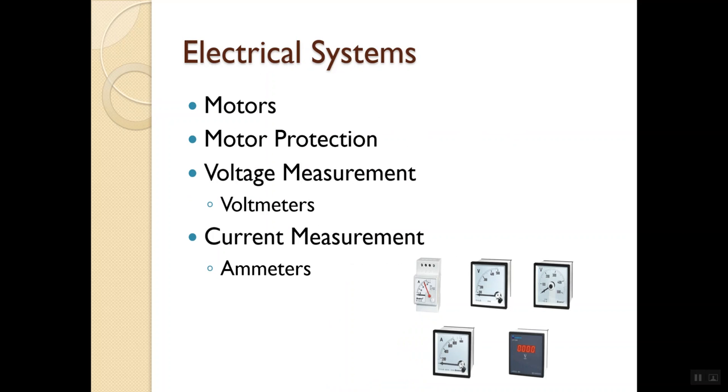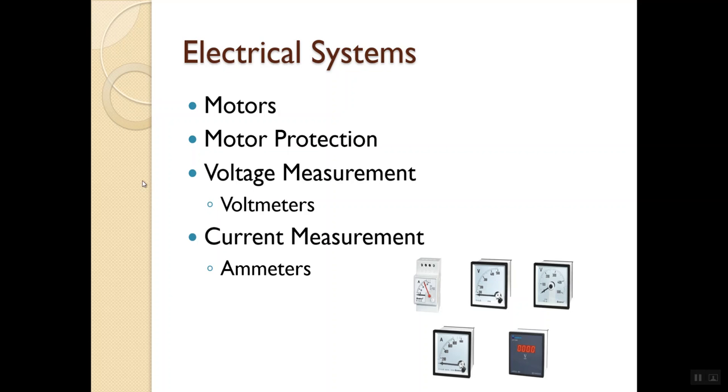Electrical systems, we'll have a lab where we'll show you what this looks like, how we have motors, how we have them designated, how we have them safely be able to shut down with breakers, how they're started and stopped. We'll show you what the motor protection looks like. We have voltage measurements called voltmeters, and we have current measurements when we're actually running, how much electrical energy is going through the lines.